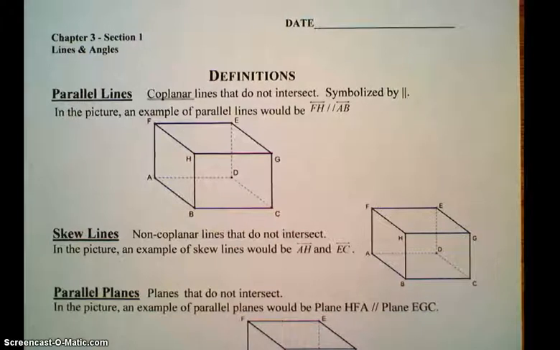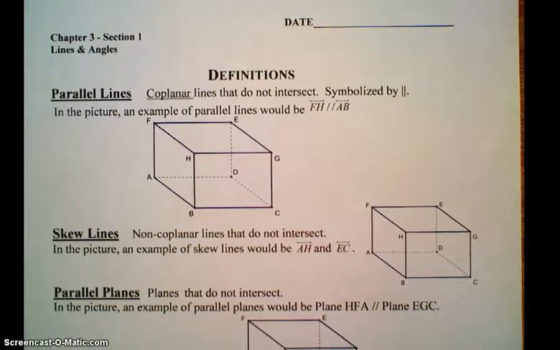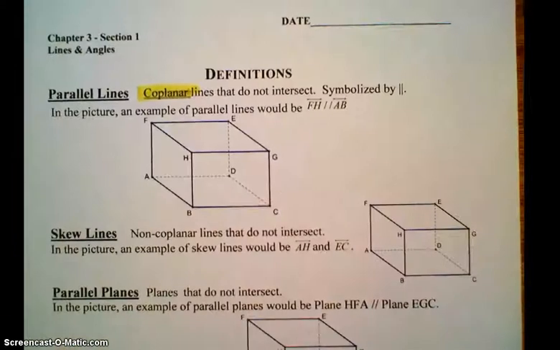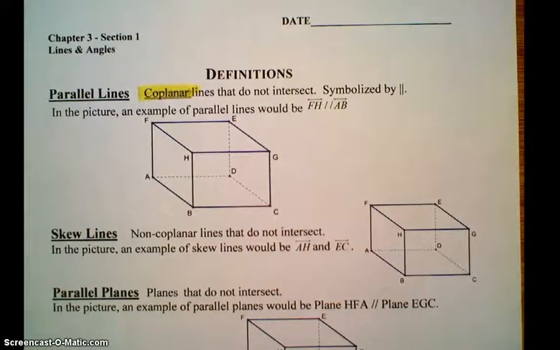Hi, we are looking at Chapter 3, Section 1, and to complete this section, I do recommend that you have a lot of different color pens along with you because we're going to end up highlighting many things in this handout. Okay, so as far as our definition for parallel lines go, we are talking about coplanar lines. That is a really important part of this definition. The lines need to be contained by the same plane.